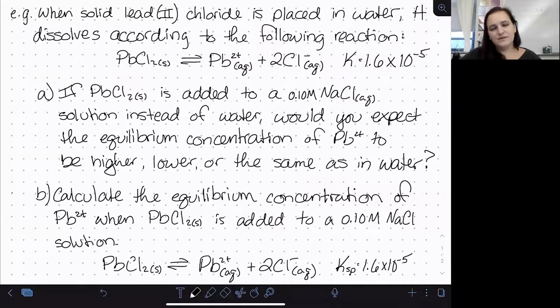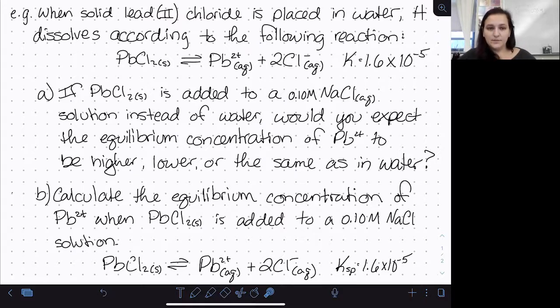In this video, we're going to be discussing how Le Chatelier's principle applies to solubility equilibria. So once again, I want to start off with a couple examples because this really isn't anything new, just throwing new terminology on it, looking at this in a new context. Working with the same equilibrium system as the last video, the first question is asking: if you add lead chloride to a 0.1 molar sodium chloride solution instead of water, would you expect the equilibrium concentration of lead 2 plus to be higher, lower, or the same as in water? And then to actually calculate that concentration for that situation.